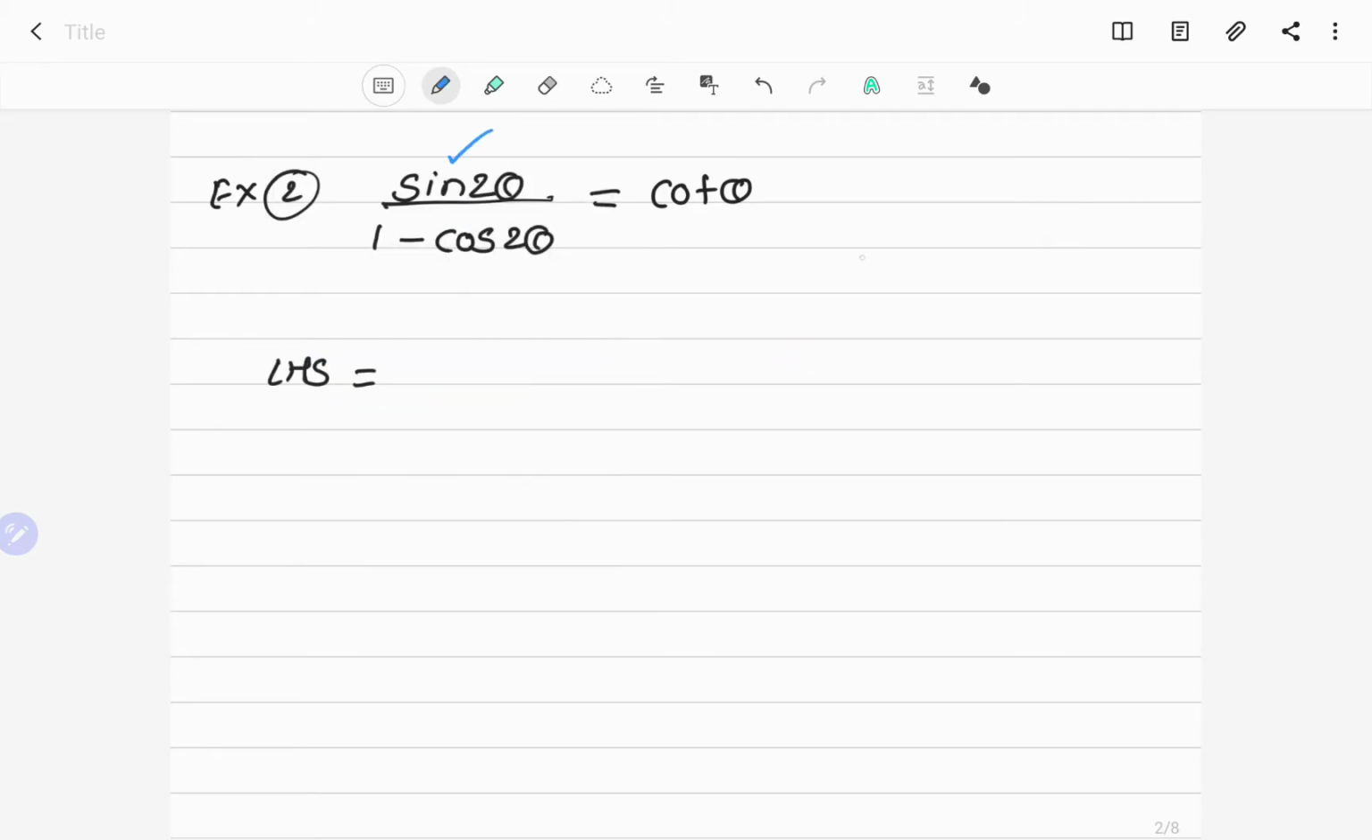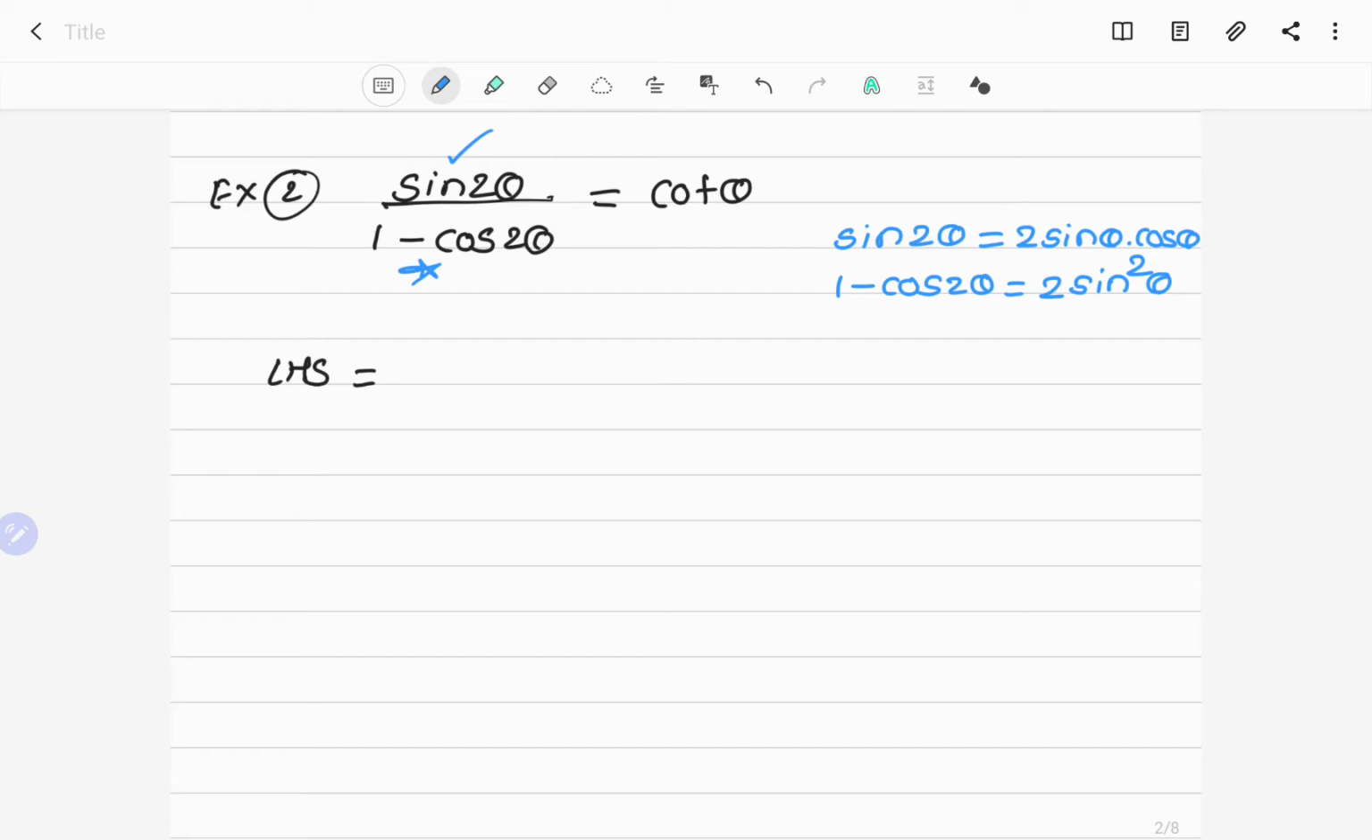The first one is sine 2 theta. So friends, what is the formula for sine 2 theta? The formula is 2 sine theta cos theta. And we have a direct formula for 1 minus cos 2 theta, which is 2 sine square theta. It is all about recalling the double angle formulas.